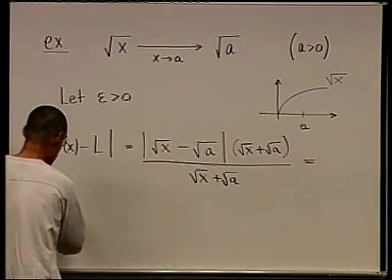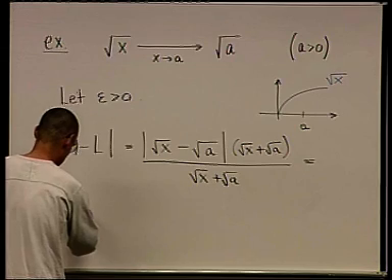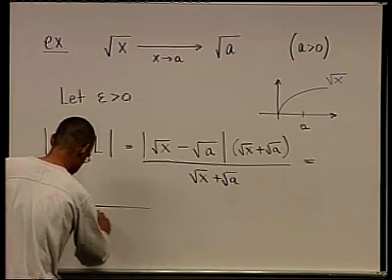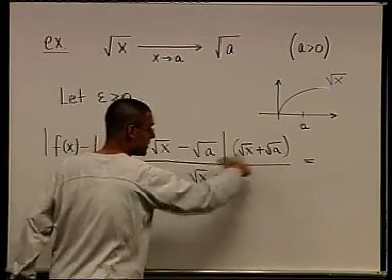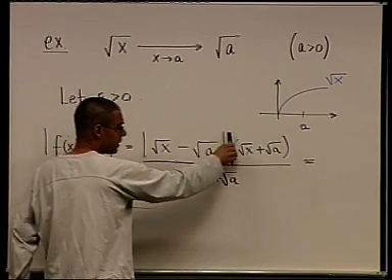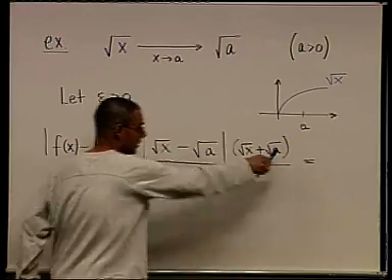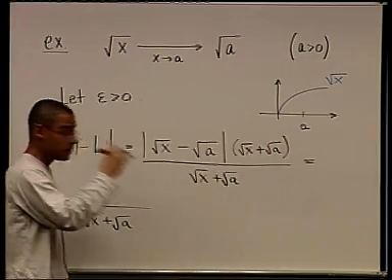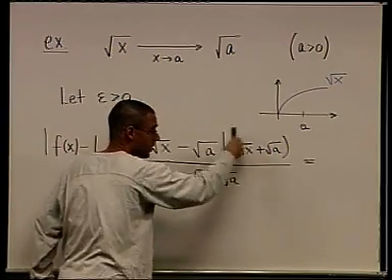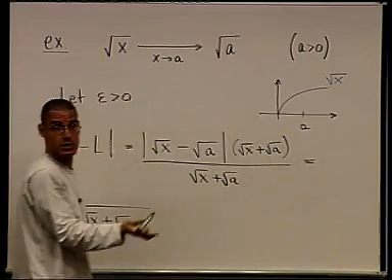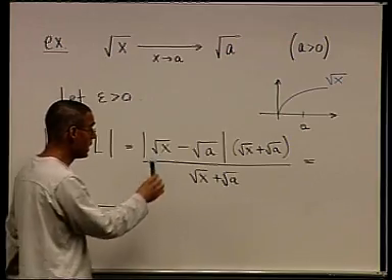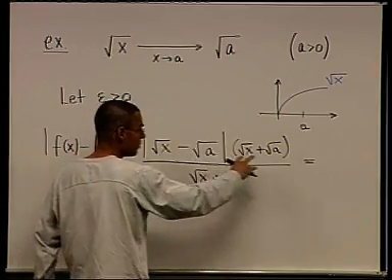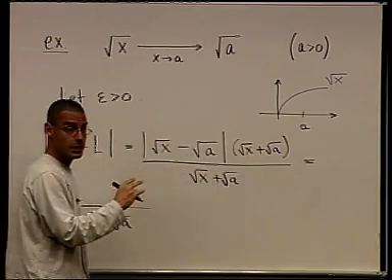So, what do I get? The bottom, I'll leave the same for a minute. What do I get on the top? So first of all, do you agree that I can put an absolute value on this root x plus root a? Because everything is positive here. So with absolute value, without absolute value, it's the same thing. Do you agree? Okay, so I get root x minus root a, times root x plus root a.